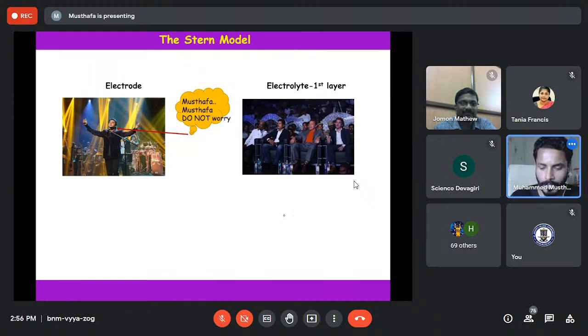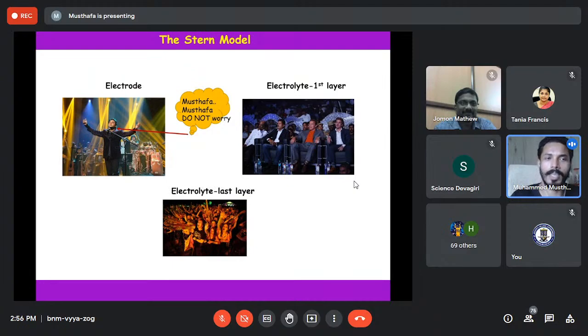If you go to the back of the stage, you will see another group of people, like youngsters. They will be enjoying the music with a lot of physical movement. Exactly the same situation happens when you dip an electrode into a solution containing ions according to Stern's model. The layer of electrolyte near the electrode surface will be fixed and immobile because of the force or field from the electrode surface.